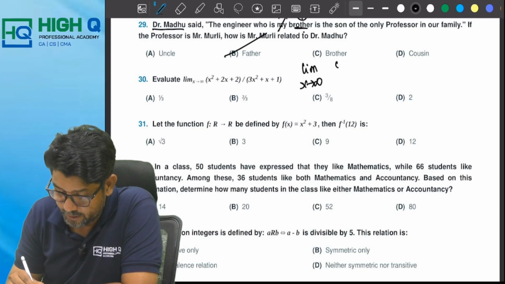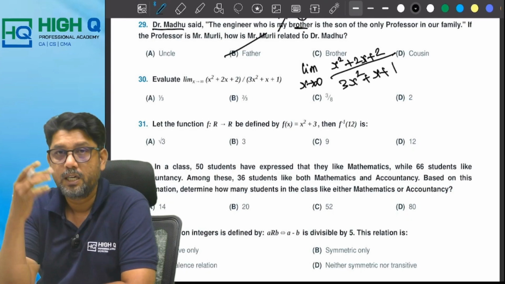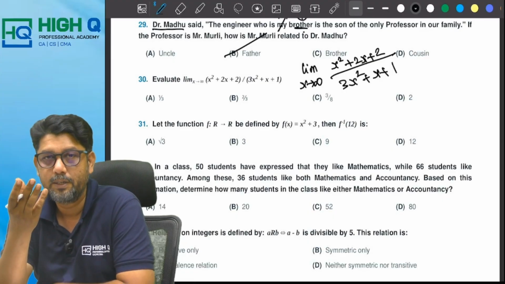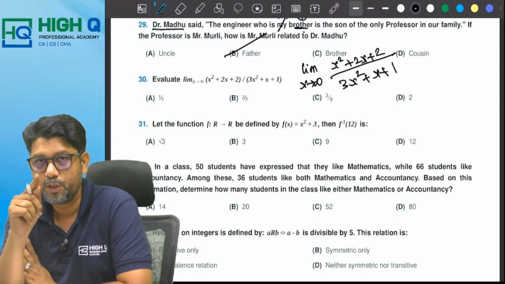Next. Now look at this. Limit x tends to infinity of x square plus 2x plus 2 divided by 3x square plus x plus 1. Wow, sir, a limits question, sir. I would like to leave it. Hey, don't leave it, man. You know the shortcut, you know the trick to crack this problem.